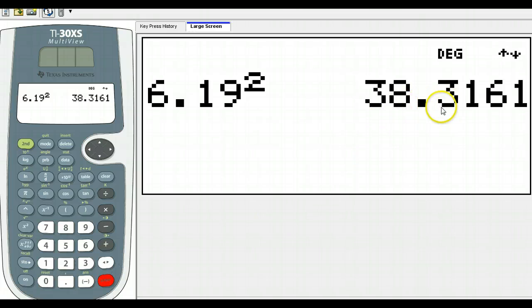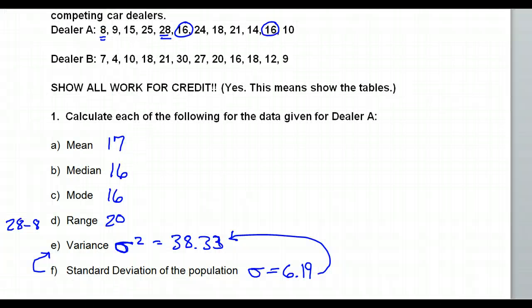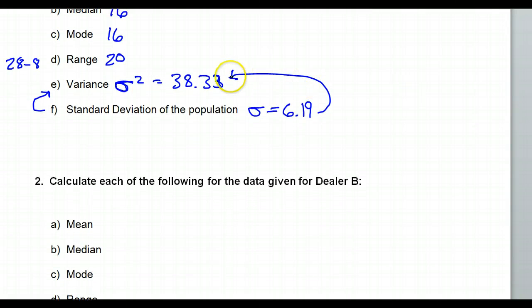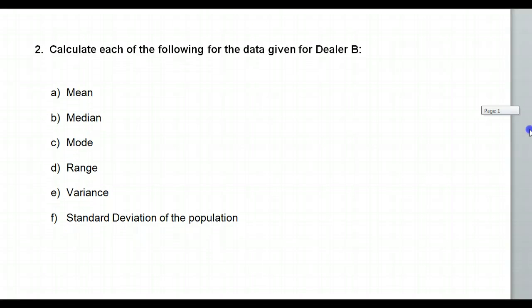Alright, it gives us 38.32 if I round it properly. Okay, so it's close, but 38.33 is the correct answer. Yeah, alright, so you may lose a point if you round, if you use the 6.19 for the variance. Anyway, we will just do the exact same thing for dealer B.